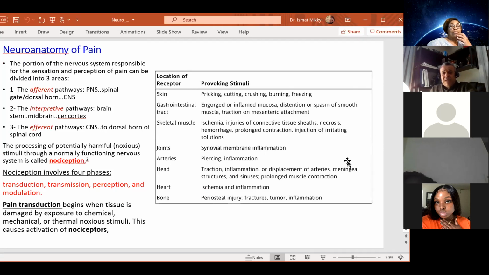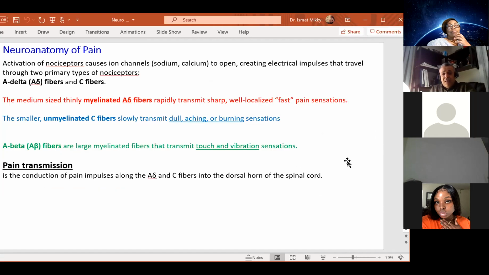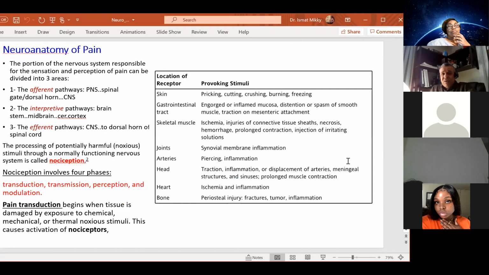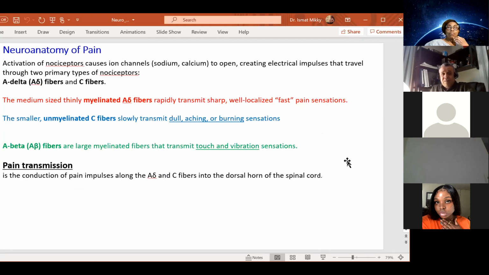So pain transmission is the conduction of pain impulses along the A delta and C fibers. These are the two main fibers responsible for the transmission of pain sensation. They will transmit that to the dorsal horn of the spinal cord. And that table provides an association between the location of the receptor and the provoking stimuli, examples of the provoking stimuli and how they will stimulate that receptor, and then the resultant effect would be a pain sensation or pain experience.